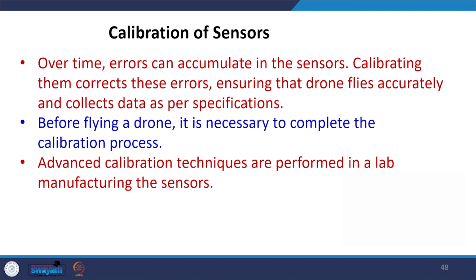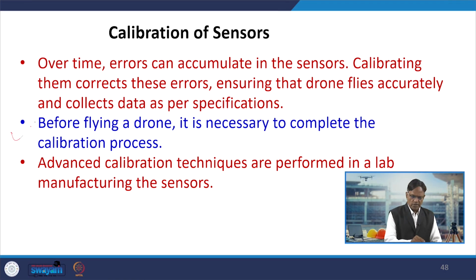Then calibration of the sensor is also very important. The literature says that over a time period the error may accumulate in the sensor, so you have to correct for those errors. So calibration of certain sensors is required. Before flying a drone, it is necessary to calibrate some of the sensors. The advanced calibration techniques, however, are performed in the laboratory of the manufacturer of the sensors.